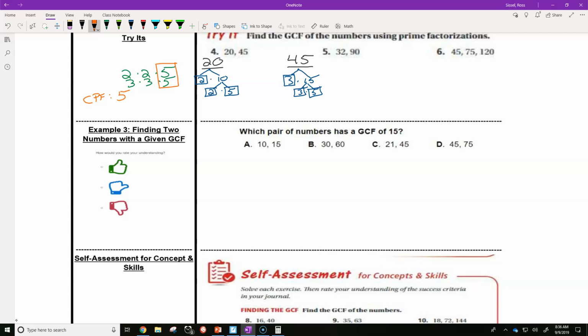Do I circle the 2's? No. But there's 2 of them. No, they're not the same in 45 and 20, because they have to be on both sides. Good. They have to be in both numbers. Yeah, granted, I have 2 2's, but they're for the same number.